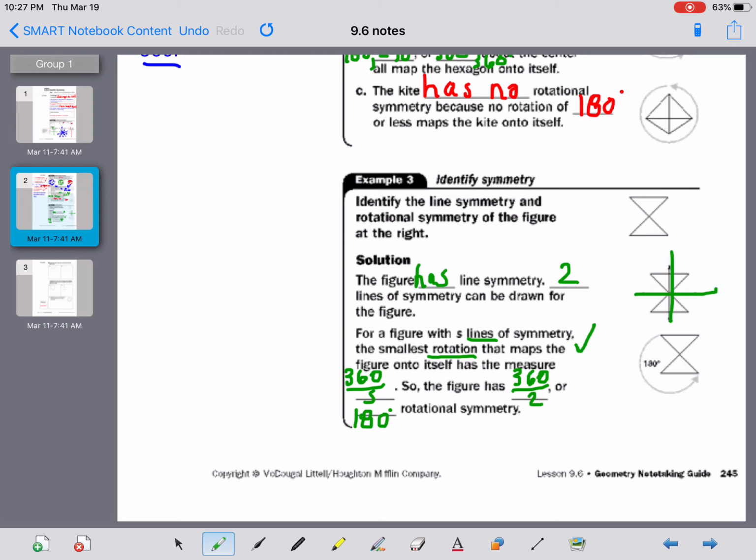And if I look at this figure and I say, here's my corner, where would I have to turn it till it maps back onto itself? I would have to draw it here, and then again I could go all the way here. So there's exactly twice, which matches this 360 over 2.